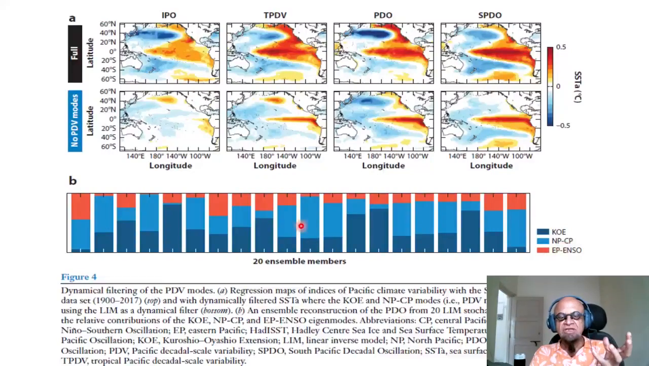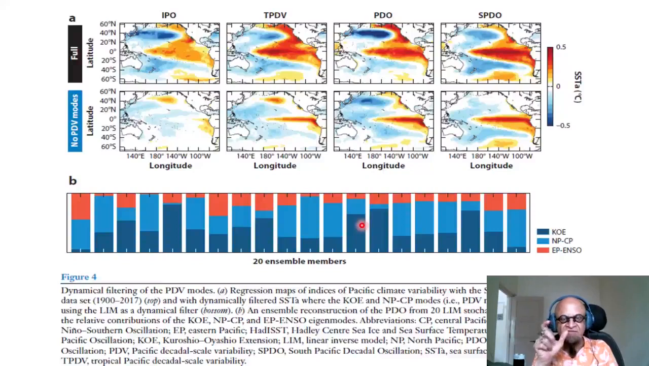Then you want to see how each mode is responding to anthropogenic forcing, and how ENSO itself is changing. There's some argument that CP ENSO may be becoming more predominant, but how is that related to KOE and NPCP individually, and with their interactions, and their interactions with ENSO and so on. So it's a very convoluted, complex dynamical feedback system with decay scales, so that the noise always keeps coming back.